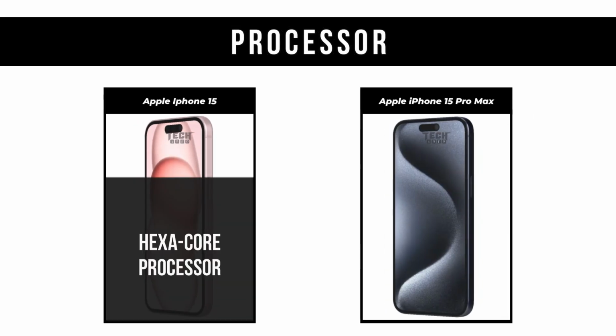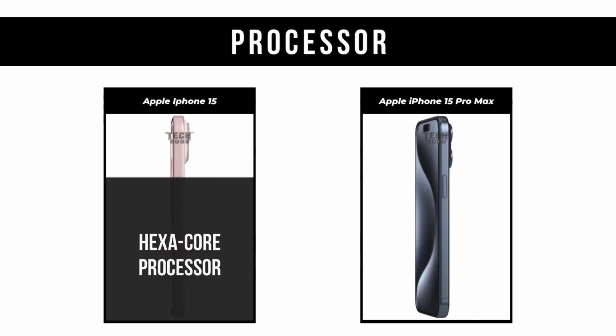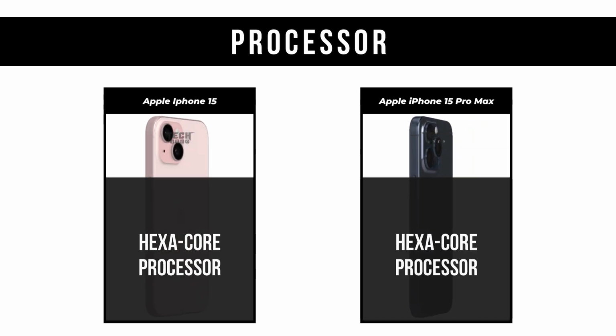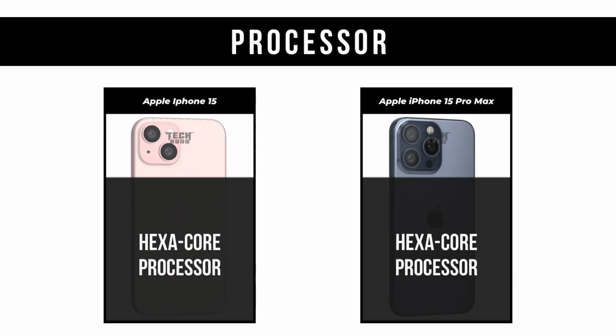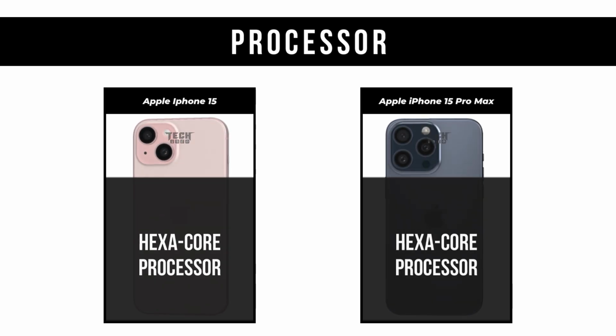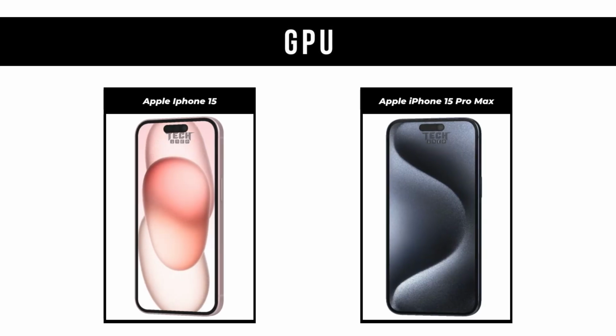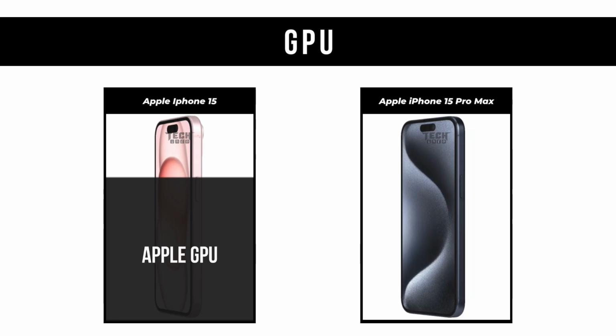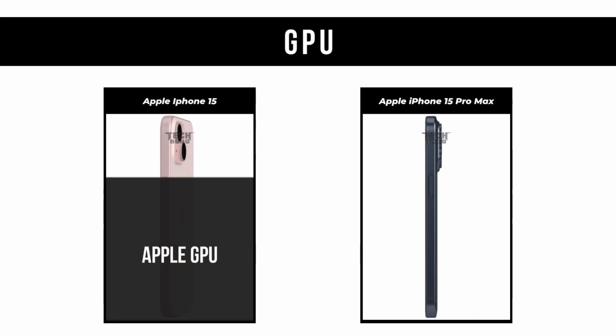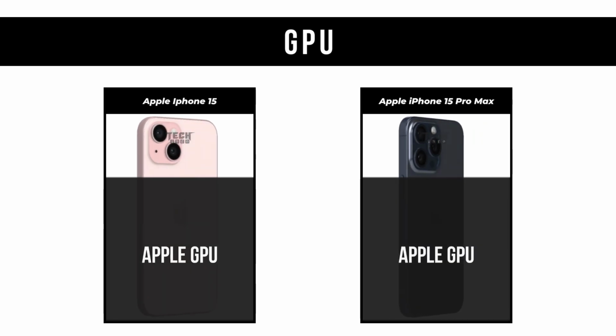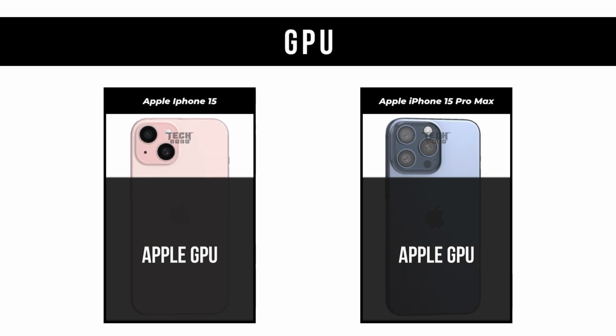Processor. Apple iPhone 15 is Hexa-core processor. Apple iPhone 15 Pro Max is Hexa-core processor. GPU. Apple iPhone 15 is Apple GPU. Apple iPhone 15 Pro Max is Apple GPU.